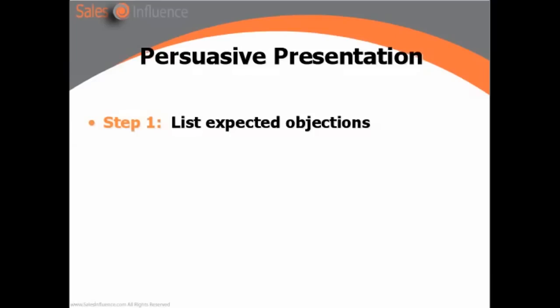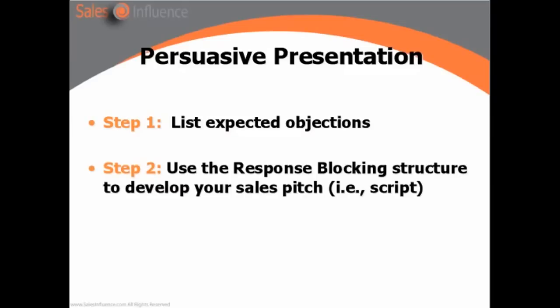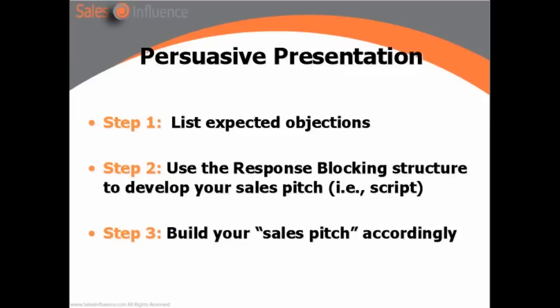Now, having said that, here's the response block structure. You have the book. They're listed different examples. Here are the steps. Step 1, list expected objections. Step 2, use the response block structure to develop your sales pitch. And guess what? Build all this information into your sales pitch accordingly.